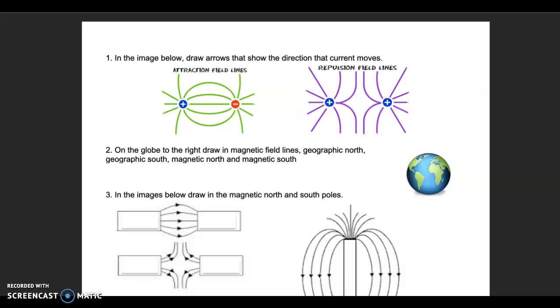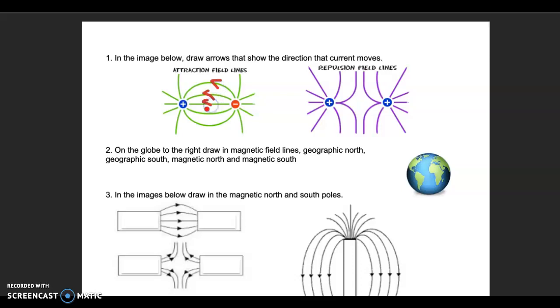Okay, going over the homework answers from yesterday. First one is draw arrows to show the direction that current moves. Now remember, since current is negatively charged electrons moving, it goes from negative to positive. So you just kind of draw a little arrow here.